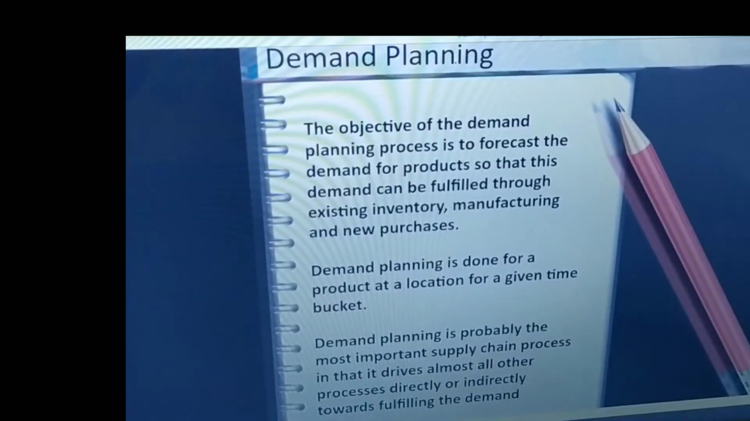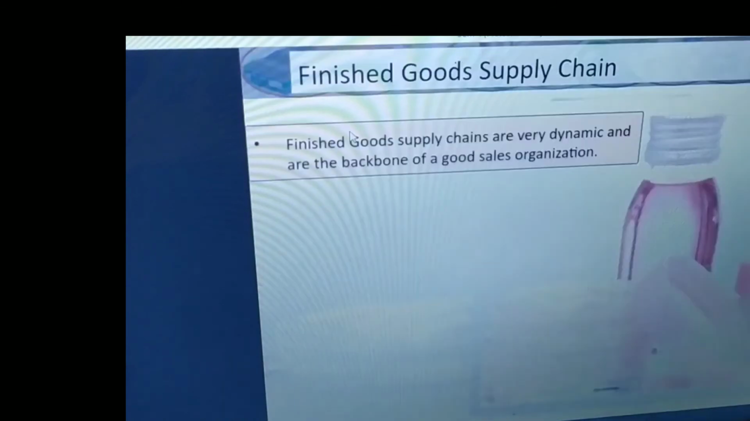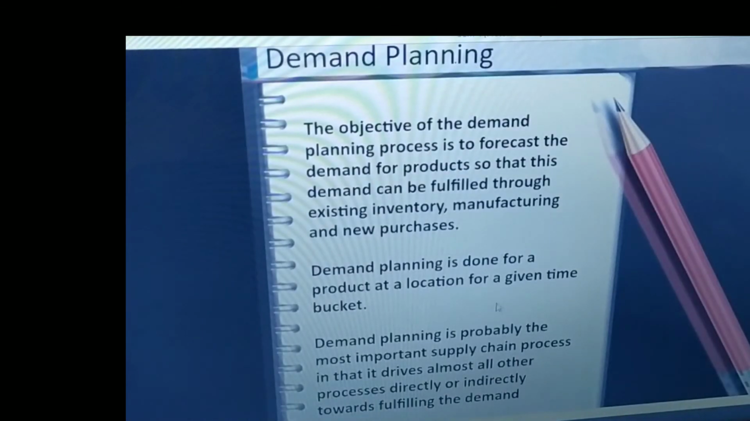We will learn a new thing here, that is demand planning. The objective of the demand planning process is to forecast the demand for products so that this demand can be fulfilled through existing inventory, manufacturing and new purchases. So the forecasting of demand is called demand planning. Demand planning is done for a product at a location for a given time bucket. So demand planning is done in a certain time period, for one product.